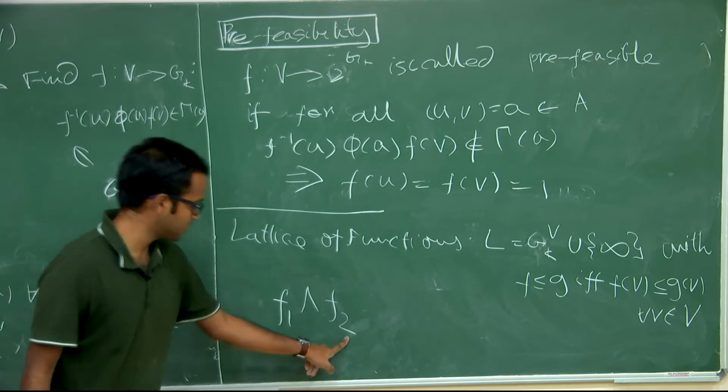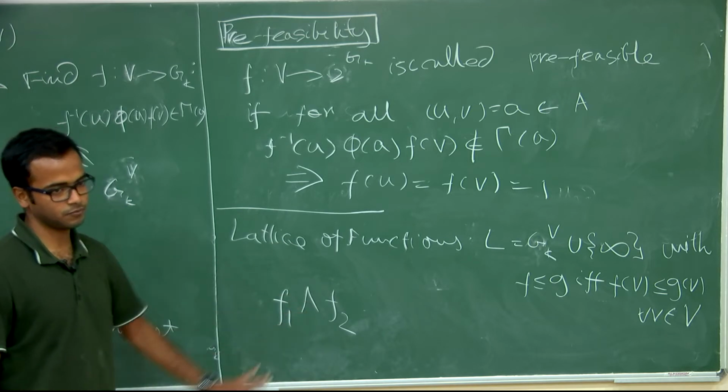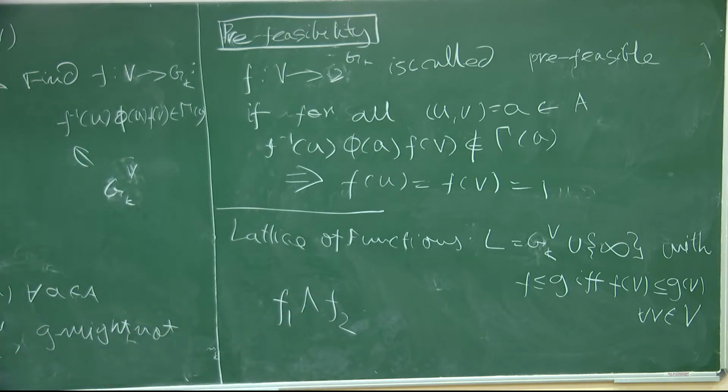If these two are pre-feasible, this is pre-feasible. Does pre-feasibility imply feasibility? No, pre-feasibility does not imply feasibility. If there exists an A for which that does not hold, it means it's not feasible. But feasibility implies pre-feasibility. So if F1 and F2 are feasible, they are pre-feasible. This is a generalization of feasibility.